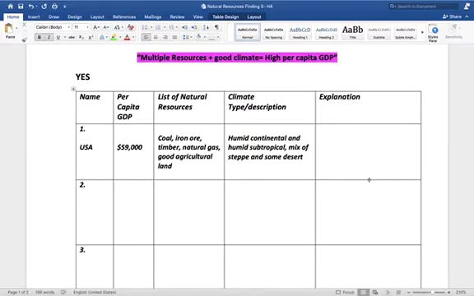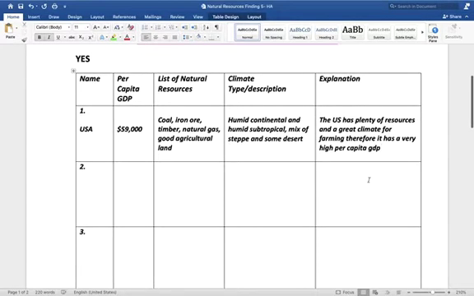So my explanation is the U.S. has plenty of resources and a great climate for farming, therefore it has a very high per capita GDP. And if you don't think 59,000 is high, then you should pack up and move to Afghanistan, where the per capita GDP is about $800 a year.